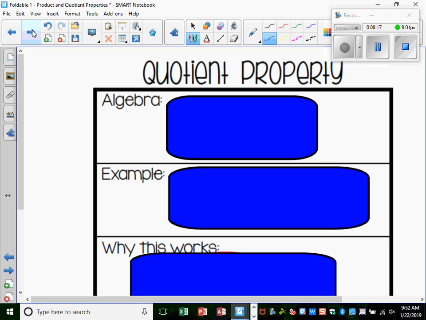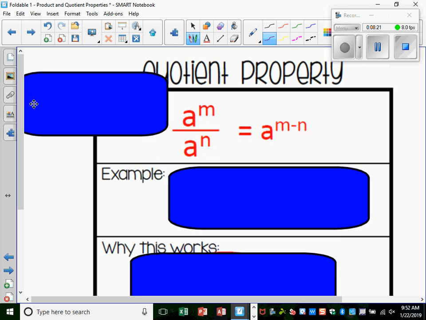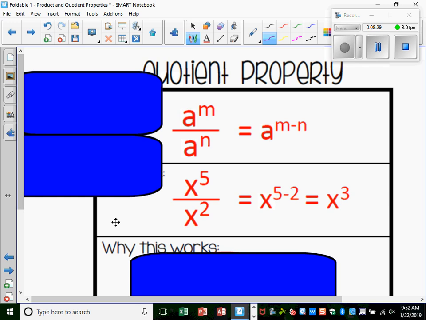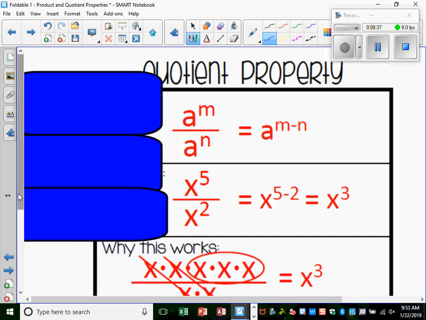So let's take a look. And we're going to see why this works. All right. So here's our rule. Okay, like bases, we're going to subtract the numbers from top to bottom. Here's an example. So if I have x to the 5th over x to the 2nd, that gives me x to the 3rd. Now, why does this work?